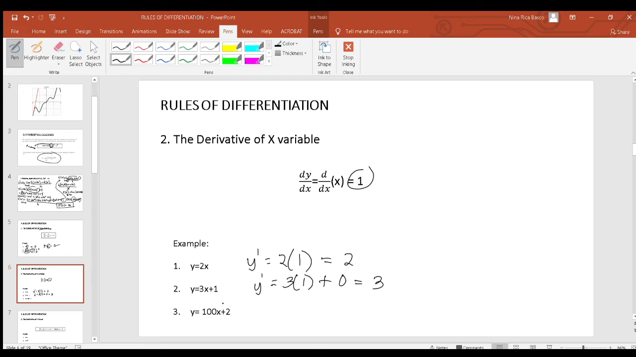How about y is equals to 100x plus 2? Okay? Since the derivative of x is 1, therefore, 100 times 1 plus 0, since 2 is constant. Therefore, the y prime of 100x plus 2 is equals to 100.